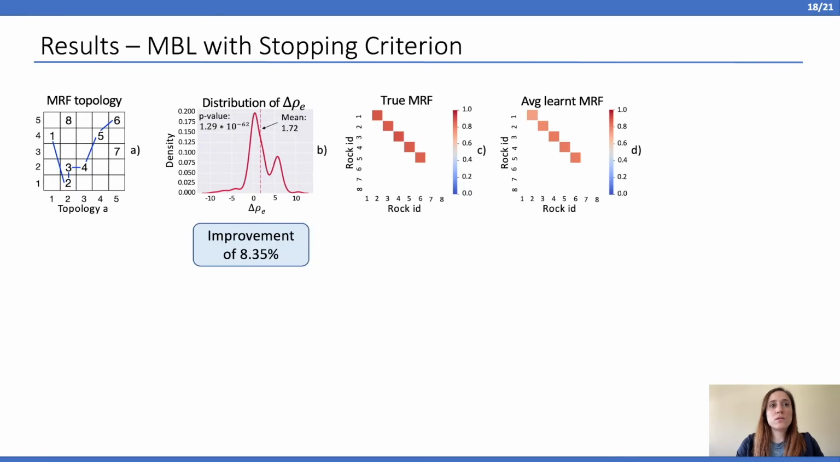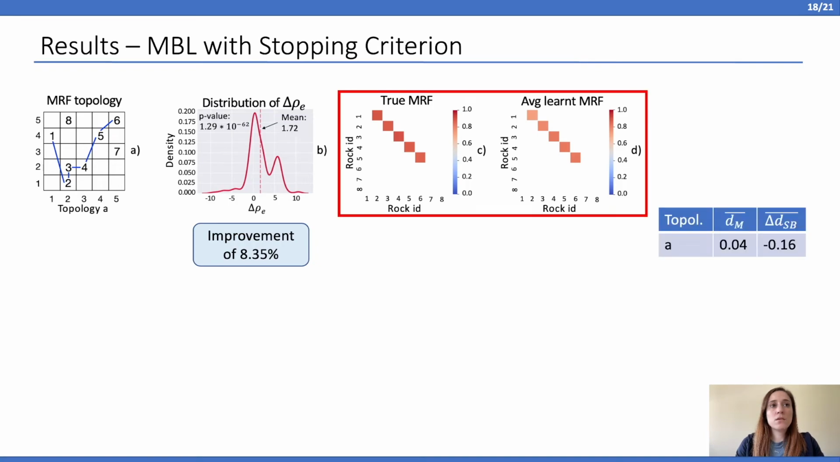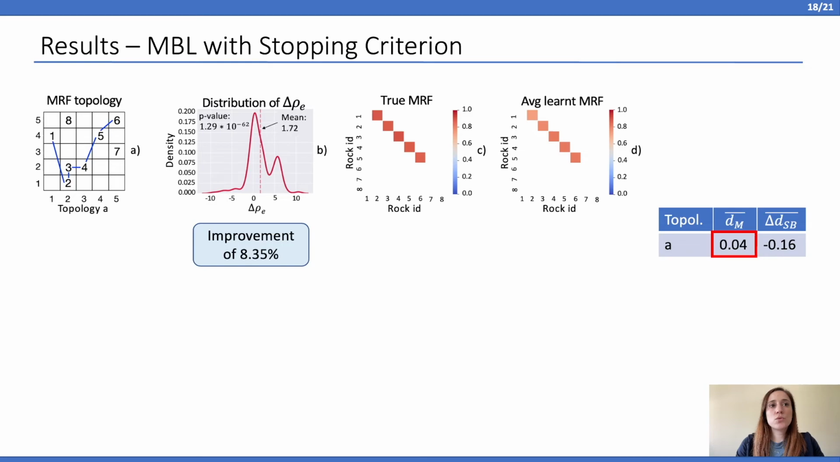Here, the main result is the difference in discounted return achieved using the learned MRF compared to standard POMCP, that is 1.72, and it corresponds to an improvement of 8.35% in figure B. This improvement comes from a very high similarity between the true MRF in figure C and the learned MRF in figure D. This is also confirmed by the value of the MRF distance in the table, which is 0.04. Moreover, in the table we show that using the MRF we get a significant decrease in terms of average belief state distance, obtaining a value of -0.16.